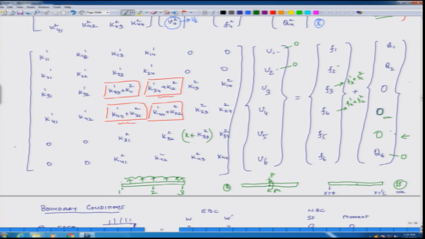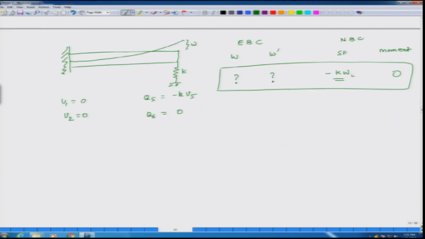Okay. So, my stiffness matrix gets adjusted and this K appears here, and now I can solve again for U3, U4, U5, U6.